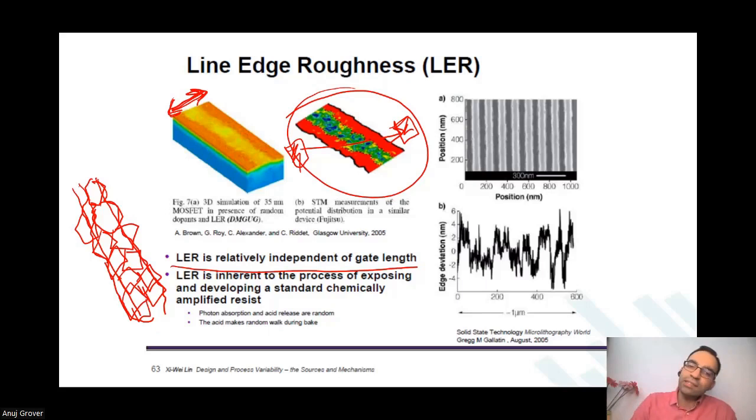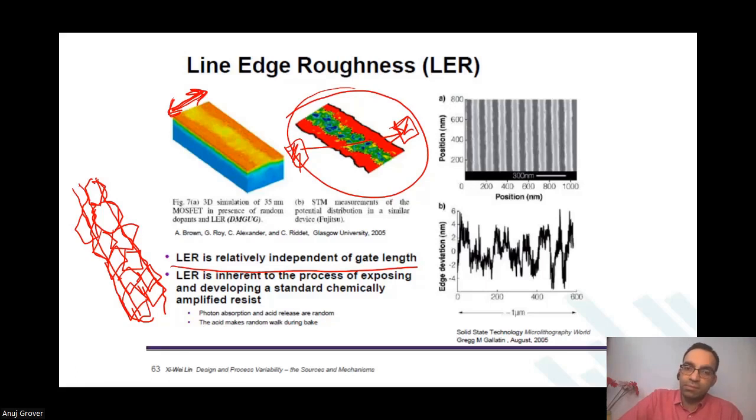LER will be constant, but let us say there was a 65 nanometer technology. Because of this plus minus 3, what is the minimum length that you will get? 62. 62 versus 65, what is the percentage difference? Something like 5%. Now let us come to 20 nanometer technology. At lower technology nodes, it will be significant. The impact is much more. The difference is now around 15%.